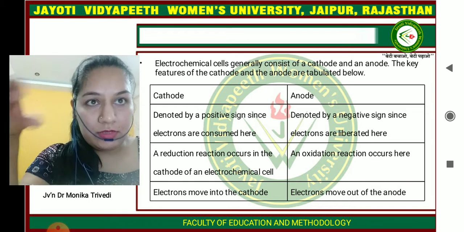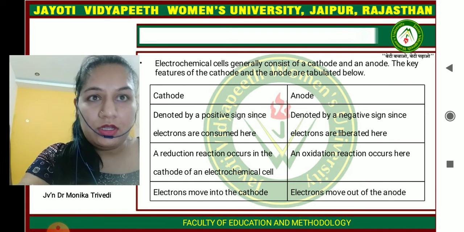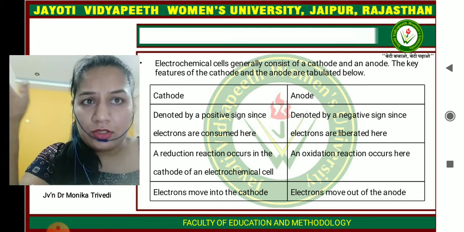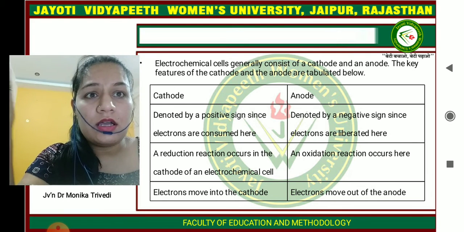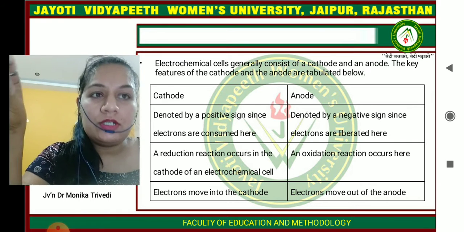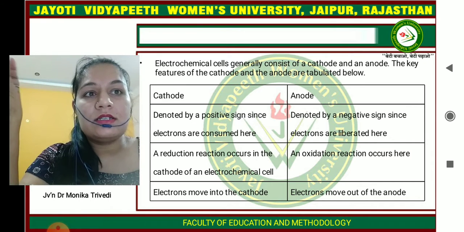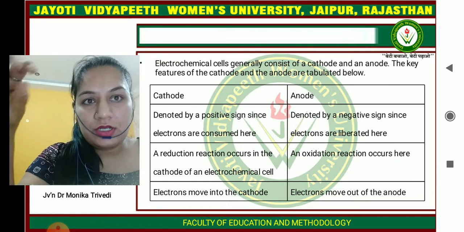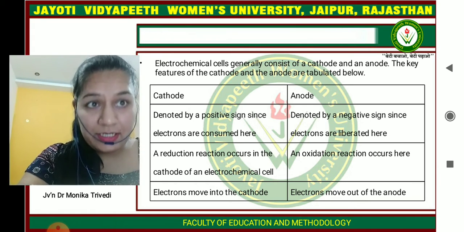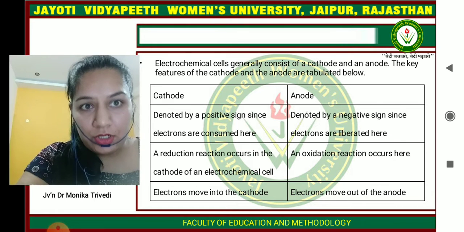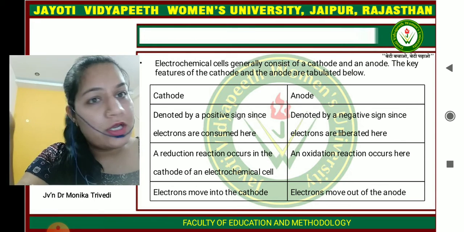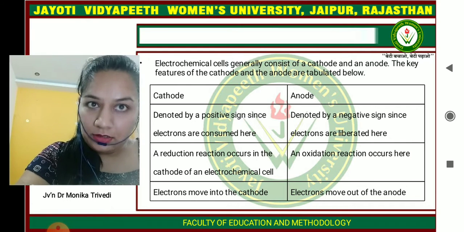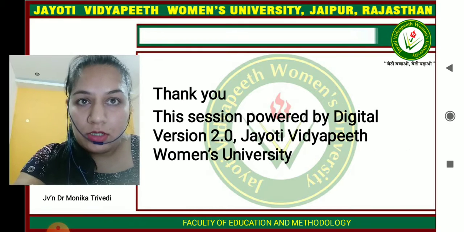An electrochemical cell generally consists of a cathode and an anode. What is the difference between cathode and anode? The cathode is denoted by the positive sign, as electrons are consumed here, and the anode is denoted by the negative sign, since electrons are liberated here. A reduction reaction occurs at the cathode in an electrochemical cell, and the oxidation reaction occurs at the anode. So electrons move into the cathode, and electrons move out of the anode. So this is all about the electrochemical cell.